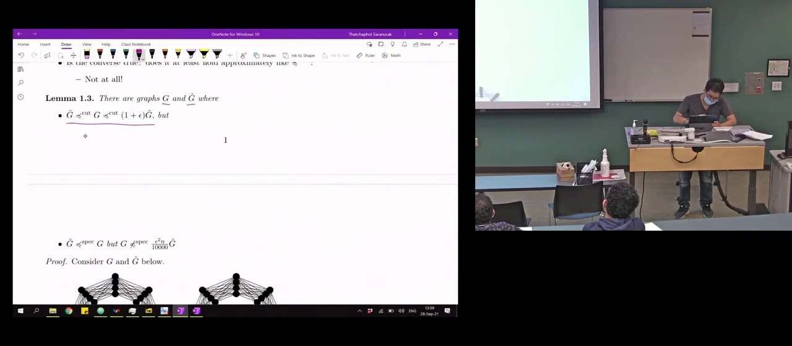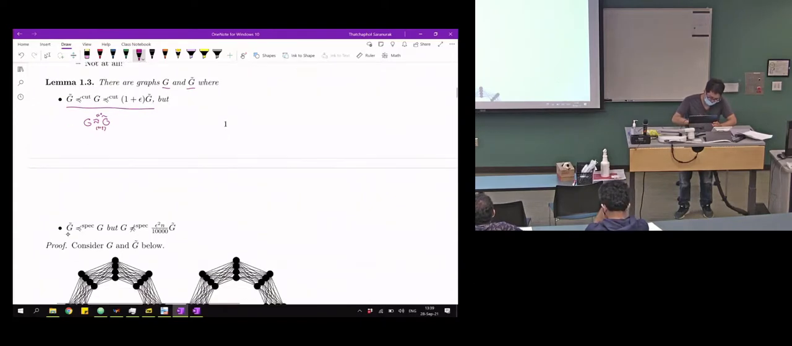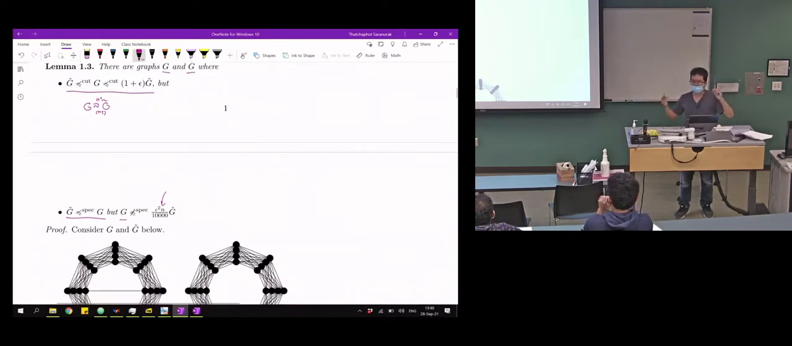So this G and G tilde are the same for cut within 1 plus epsilon. But here, G tilde is less than G, but G is not less than G tilde even if you allow something like n factor. So, okay.